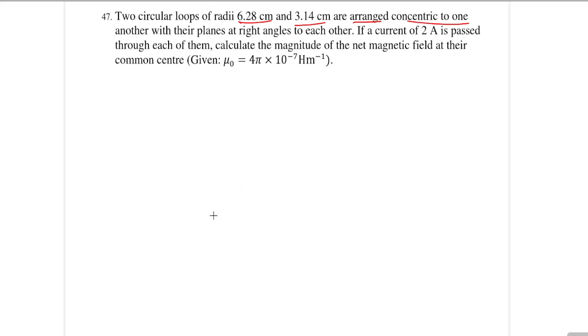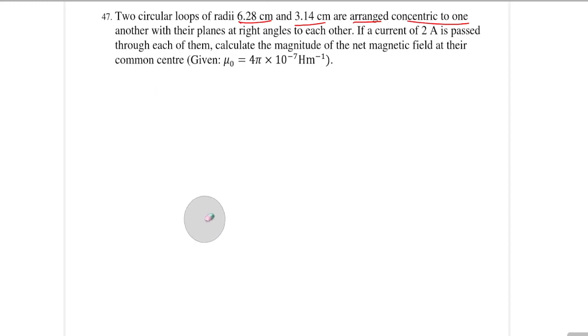To understand this, you should know that if you have a current carrying coil and the current flows in one direction, say current is I, then the magnetic field at the center of the coil, say center O, is given as mu naught I by 2 into R, where R is the circle's radius. So this is the formula to be used here.